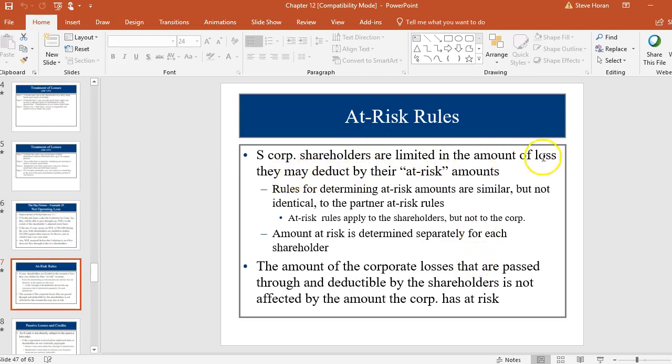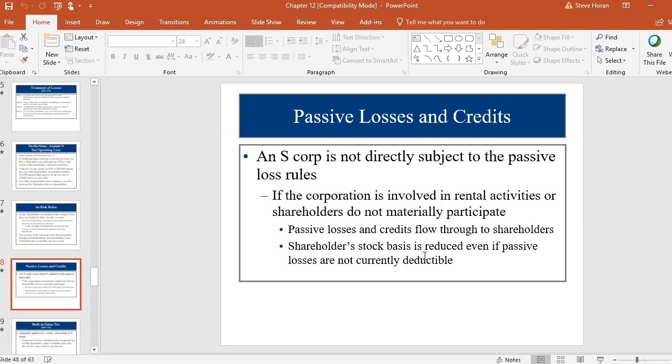S Corp shareholders are limited to the amount of losses they may deduct by their at-risk amounts. Determining at-risk amount is somewhat similar to partnership at-risk rules, and it has to be determined separately for each shareholder. The amount of corporate losses that are passed through and deductible by shareholders is not affected by the amount the corporation has at risk. And then passive losses and credits. An S Corp is not directly subject to passive loss rules. If the Corp is involved in rental activities or shareholders do not materially participate, passive losses and credits flow through to shareholders, and the shareholder stock basis is reduced if passive losses are not currently deductible.